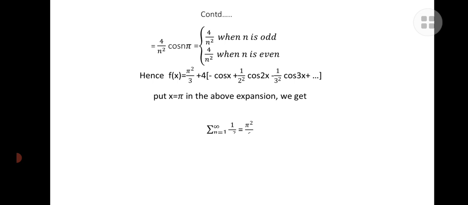On substituting the upper and lower limit, the value of an is equal to 4 divided by pi n square into the bracket pi cos n pi minus 0, which is equal to 4 divided by n square into bracket minus 1 to the power of n.